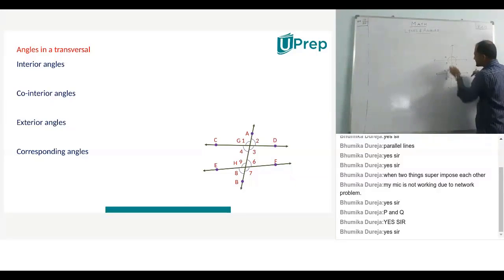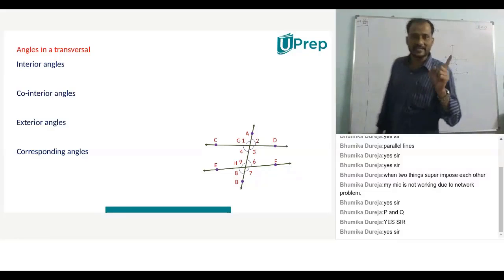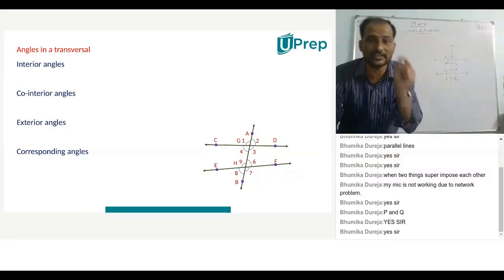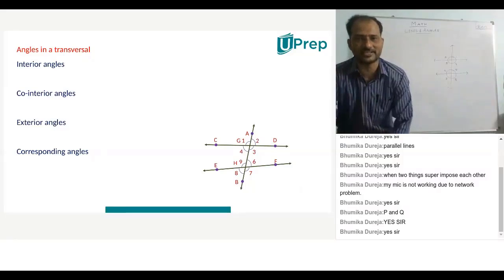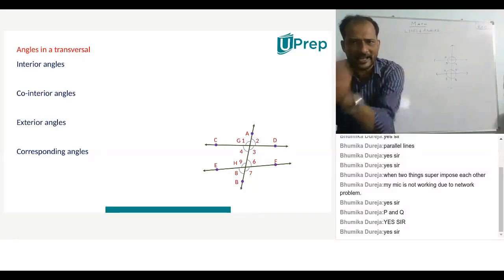No, this is the transversal, right? If this is the transversal, 3, 6 are the interior angles which lie on one side of the transversal. 4, 5 are the interior angles which lie on this side of the transversal. So what pairs of co-interior angles exist? 3, 6 is one pair. 4, 5 is another pair. Co-interior in the sense the interior angles which lie on the same side of the transversal. Okay? Make a note of it. Write down co-interior angles.